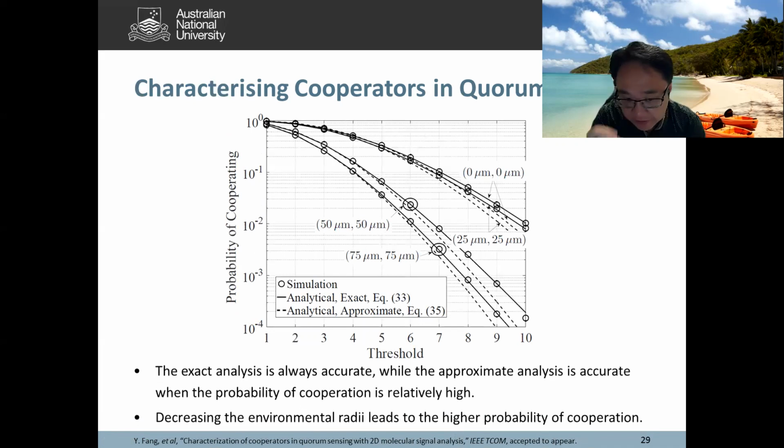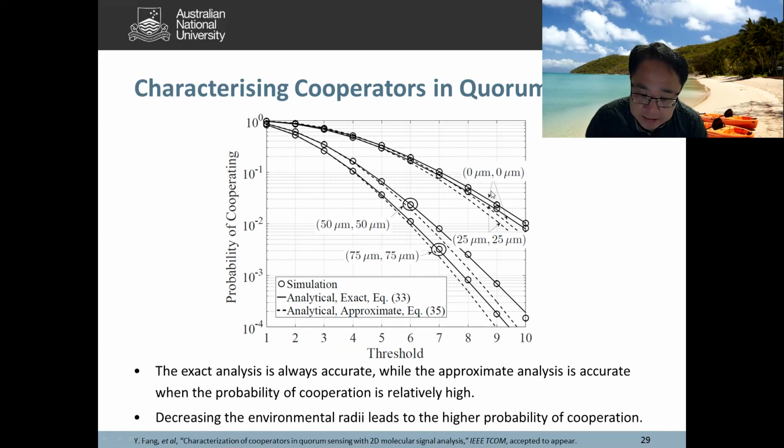And in the second figure, we plot the probability of cooperation against the threshold. Remember, we define this threshold as a predetermined value that each bacterium will use to decide whether it is going to cooperate or not. And we see that our exact analysis is always accurate by comparing the exact analysis with the simulation. We also plot the approximated analysis, and we see that the approximate analysis is also accurate when the threshold is low or when the probability of cooperation is high. So in this range, the approximate analysis is also accurate.